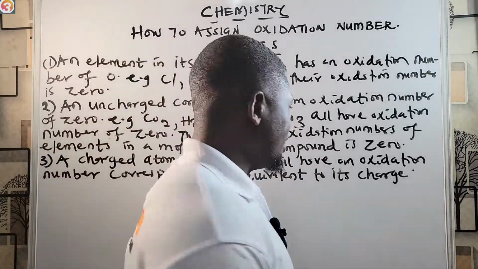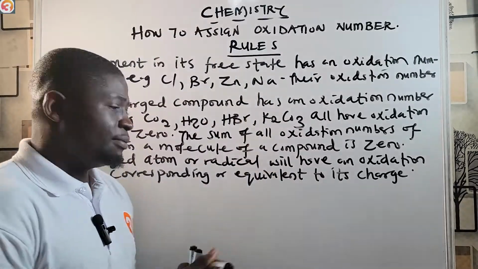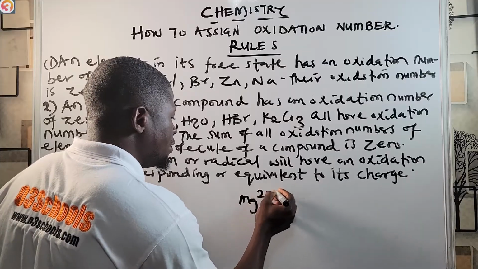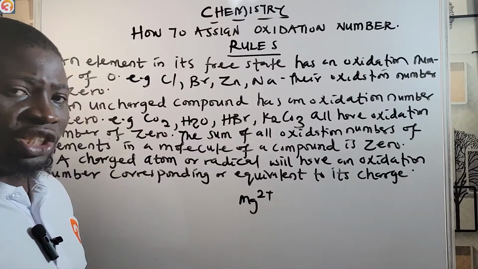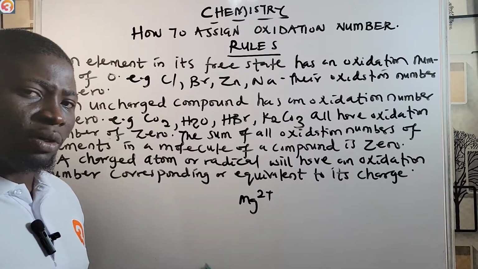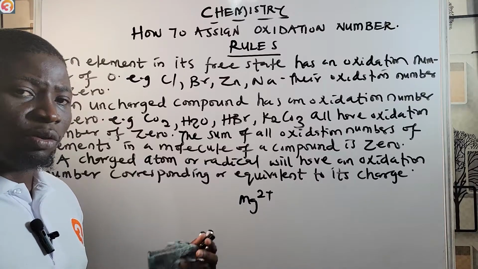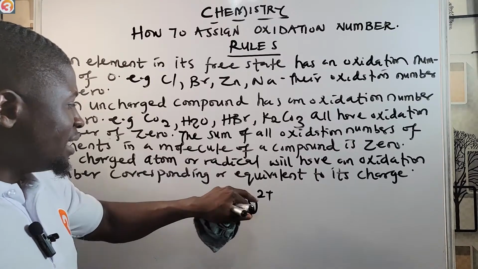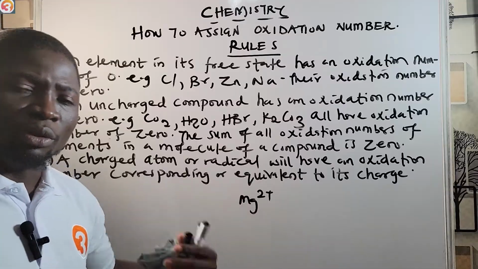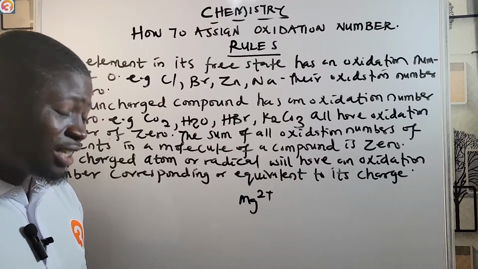For example, if you have, let's say, Mg magnesium, for example, Mg2+, right? You know that the charge on magnesium is 2+, a group 2 element. So it will have an oxidation number of 2. All right. So the oxidation number of magnesium will be 2. You get it, right? So that's what we're trying to say.